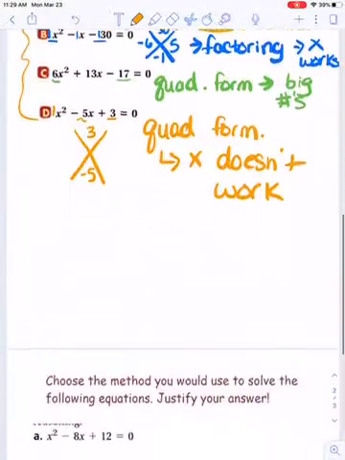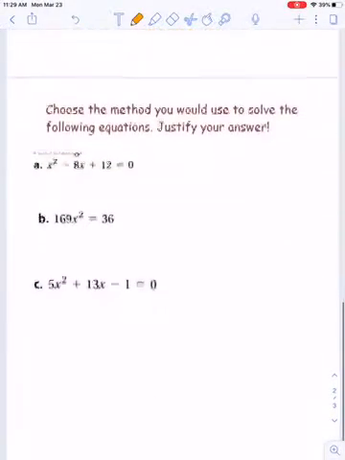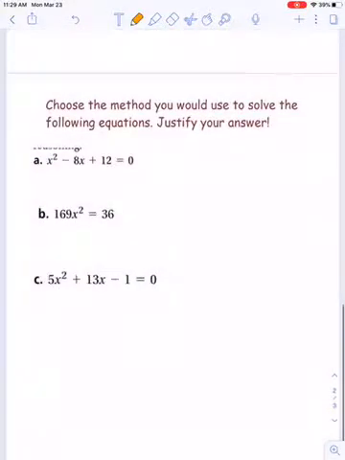All right, just 3 more, and then I'm going to let you do some practice with choosing the best method for your homework. So again, it says choose the best method, or which method you would use, and justify your answer. So for A, again, I go through my checklist. Can't use square roots because there's a b value, so I'm next thinking, well, can I factor? So I'm going to check my x.